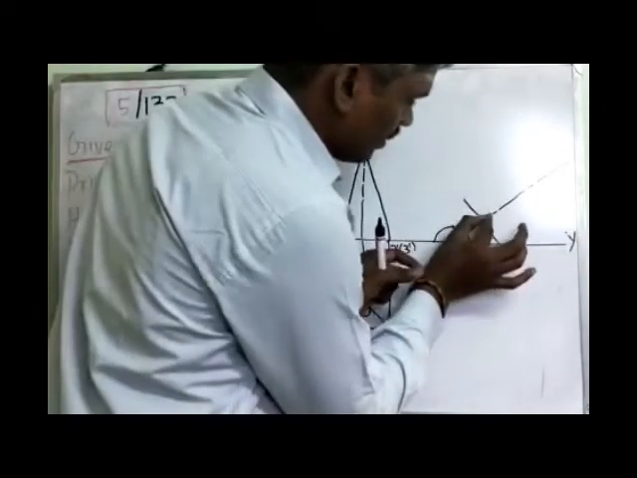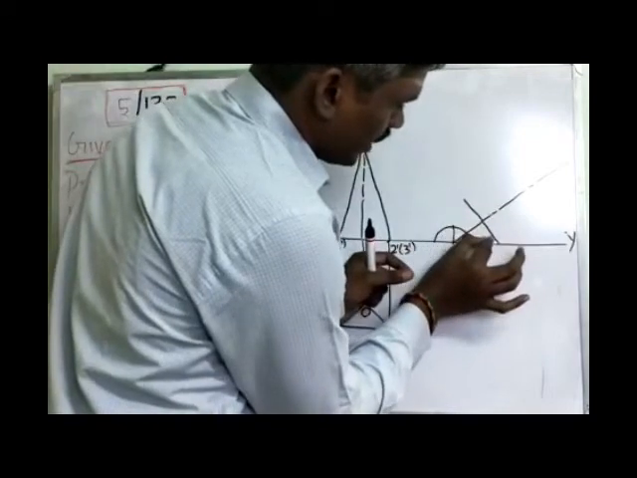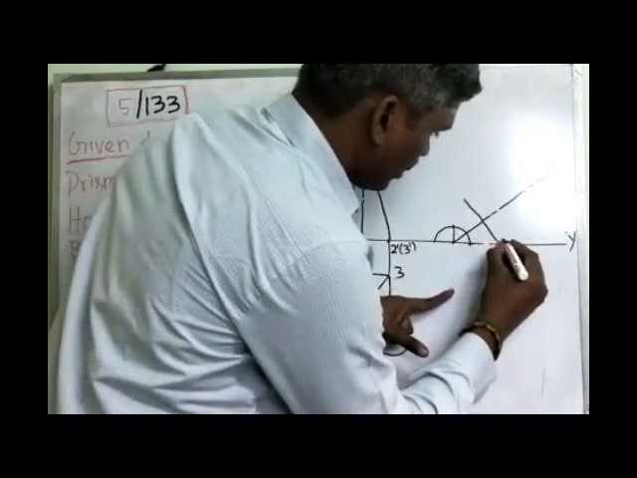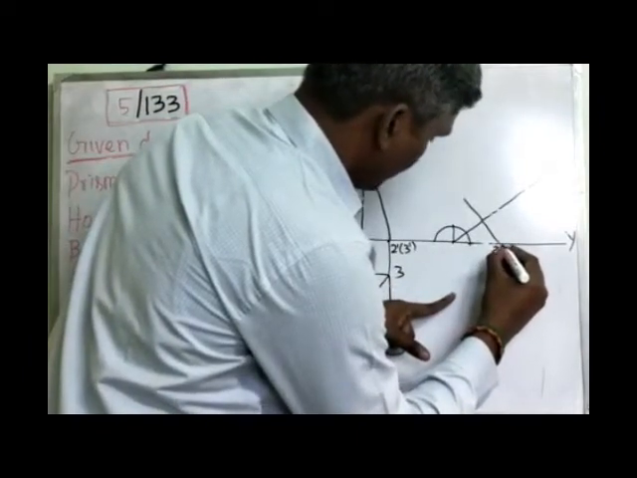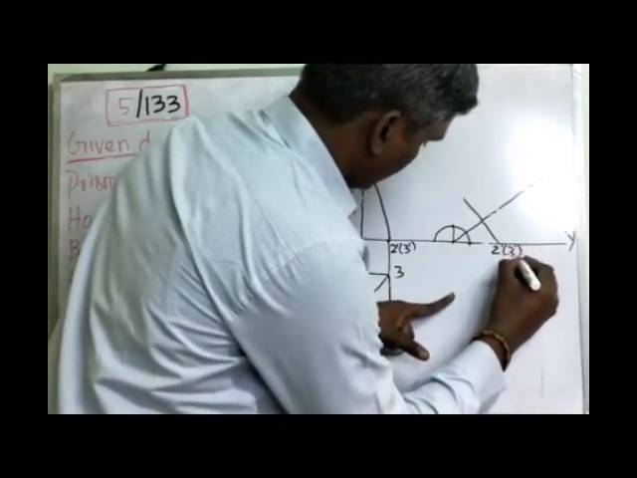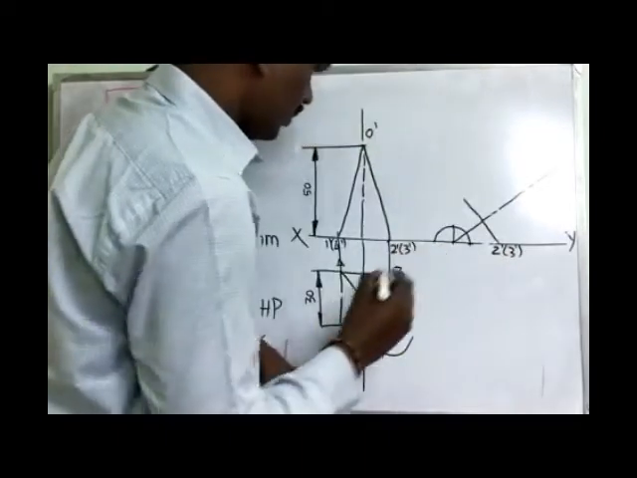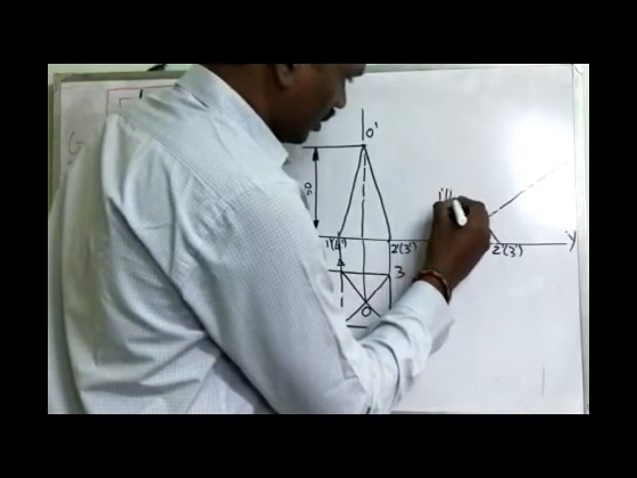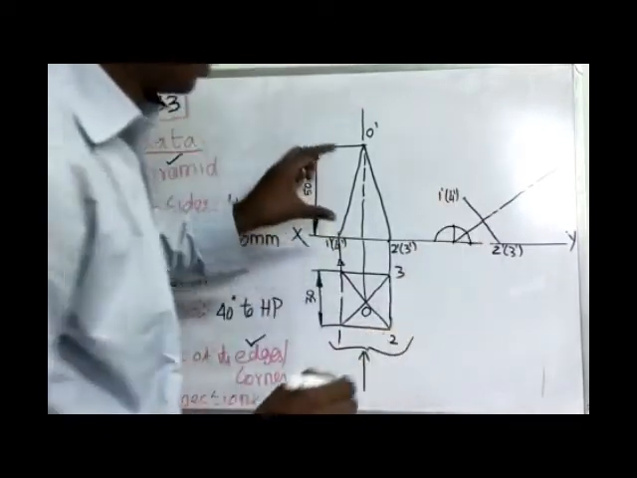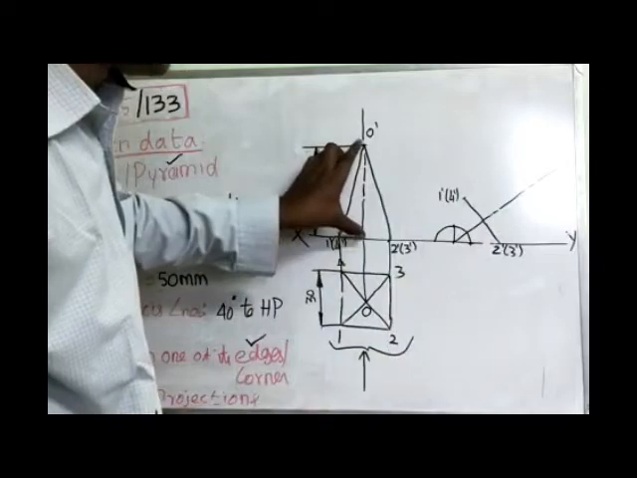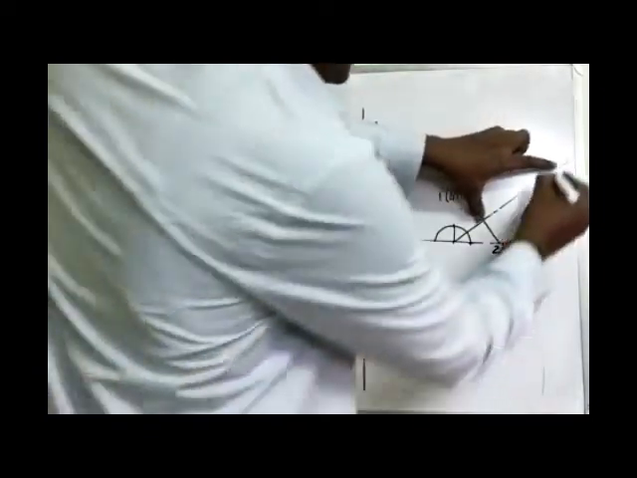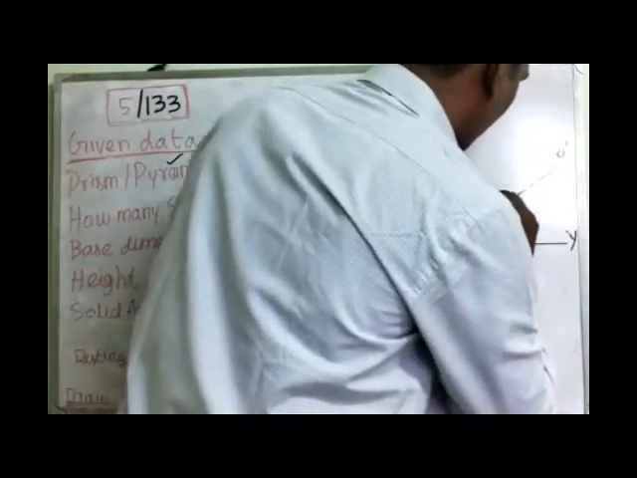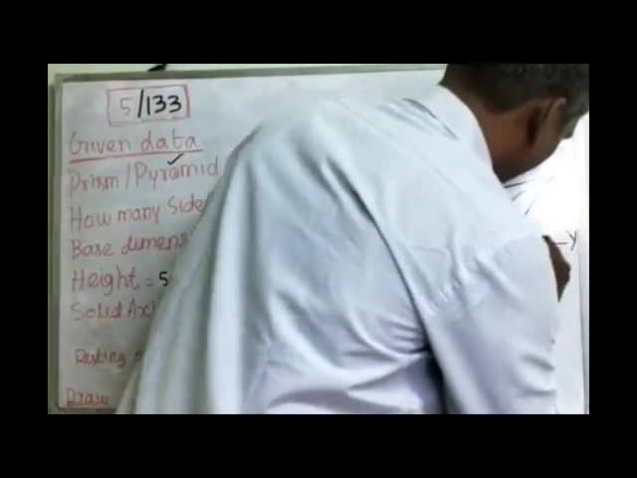Then at some point you get this corner, 2, 3 point. Similarly, this is the 1, 4 point. Now you measure the axis length 50. From this point to this is 50. Now you connect O dash, 1 to O.